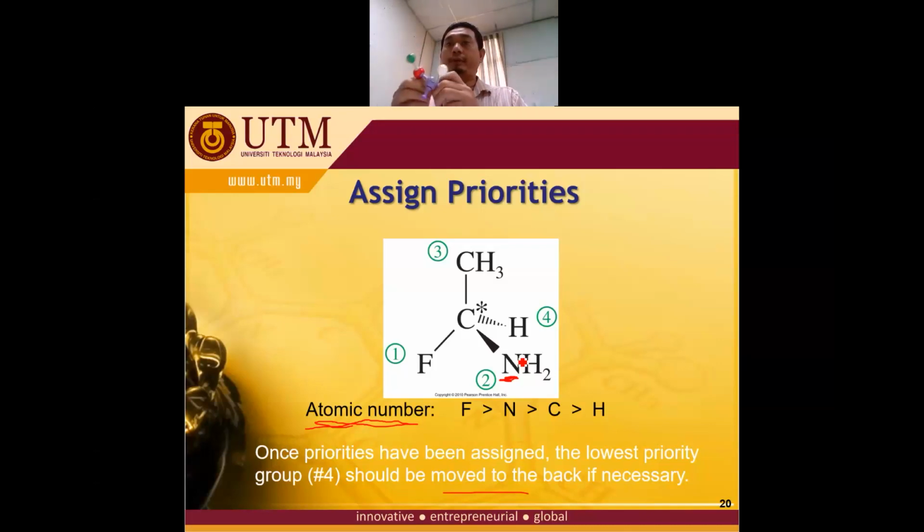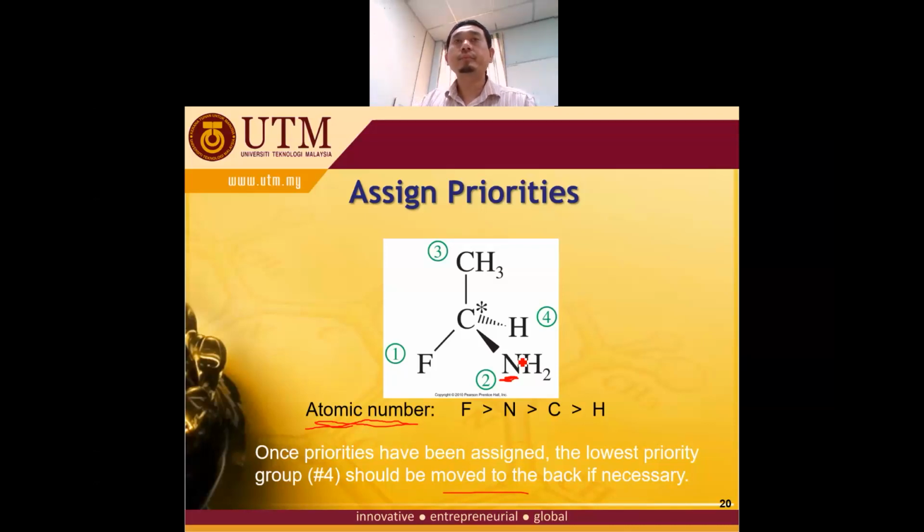Okay. So if you can see this model, let's say this hydrogen. If the hydrogen is already at the back, then in this case there is no problem. But if the hydrogen is not at the back, what we can do is hold one group and rotate so that the H is at the back. Then we assign groups 1, 2, 3. If clockwise, it's R; if counterclockwise, it's S.